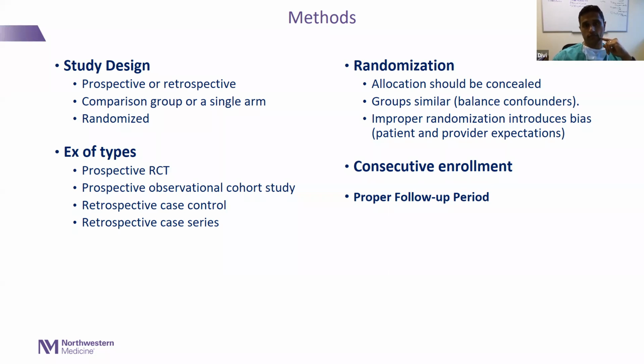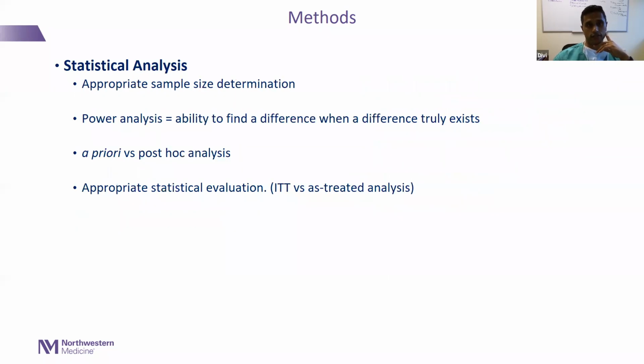Randomization should be done so that allocation is concealed and that the groups are similar. So this is to balance confounders. Improper randomization introduces bias, because then you might have patient and provider expectations like we talked about with the surgical RCTs. And then consecutive enrollment, and then do you have a proper follow-up period for the patients?